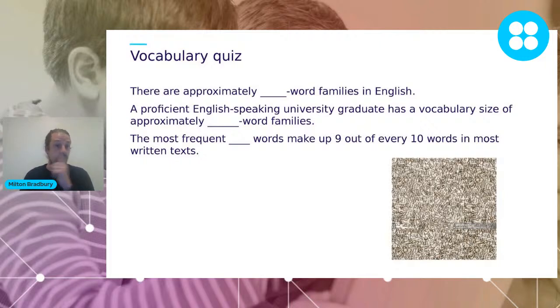So if we consider all of those versions of help to be one word family, how many of these word families do you think there are in English? Write your answer in the chat. I will show you the answers in a minute, don't worry.